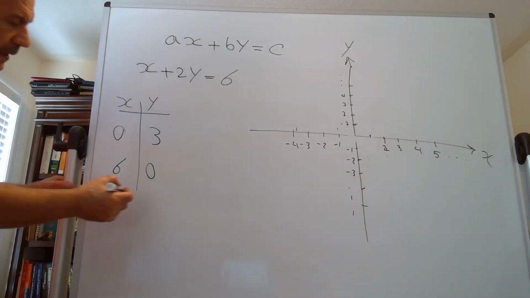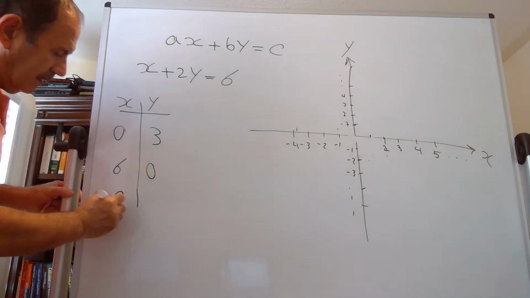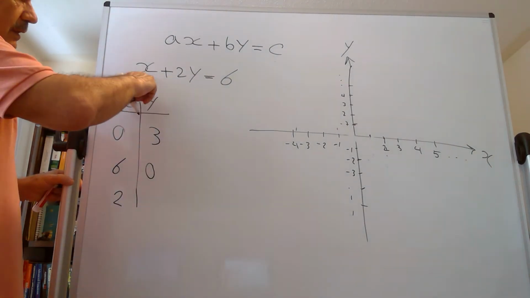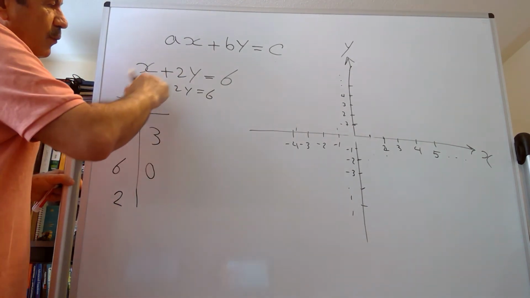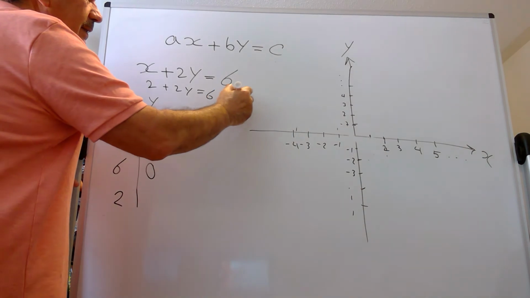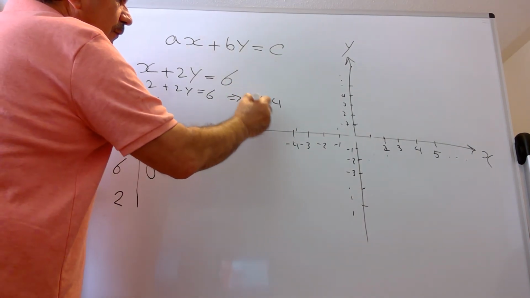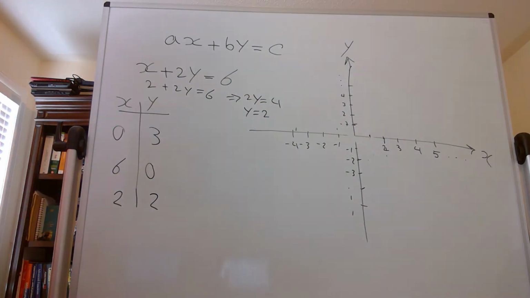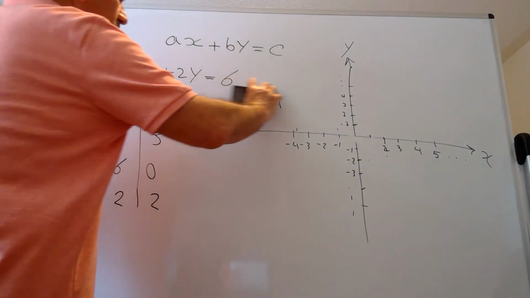Now if I pick, let's say, 2 for x, then 2 plus 2y is equal to 6. If I move this 2 to the other side, then 2y is equal to 4, and y is going to be 4 over 2, or 2. So 2 for x gives me 2 for y. Okay, now let's graph these three points.